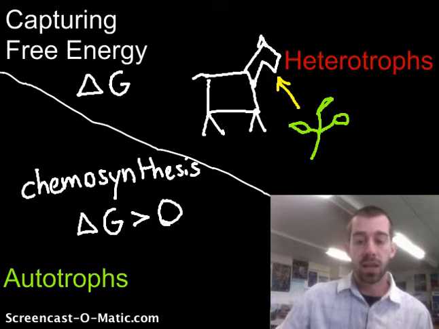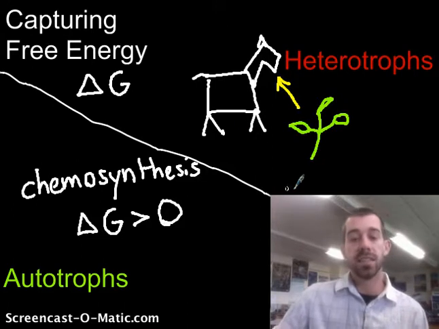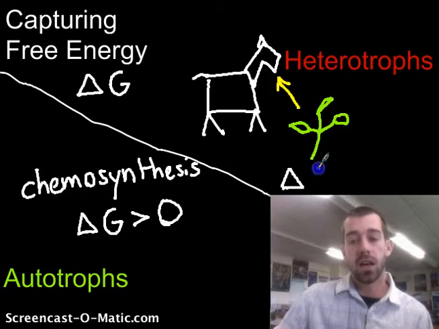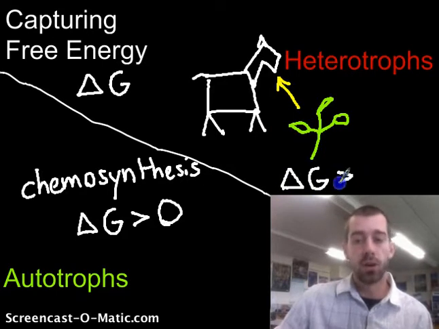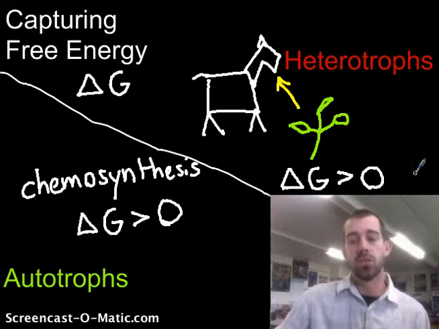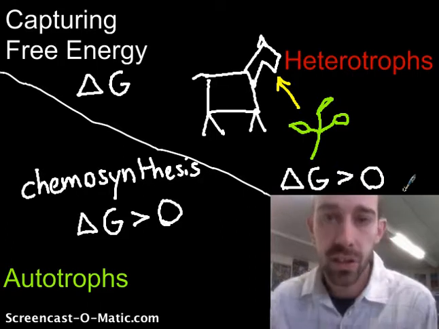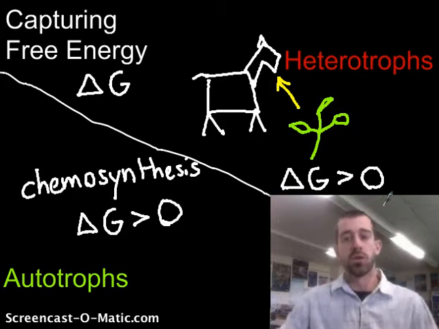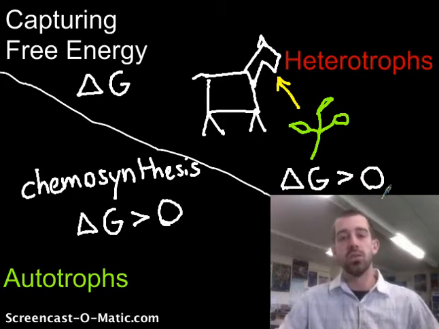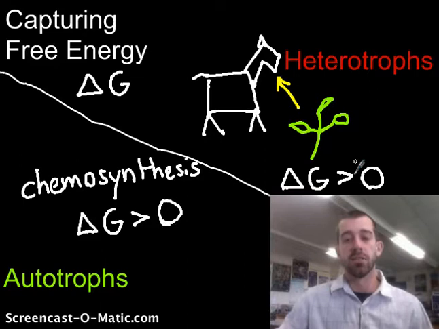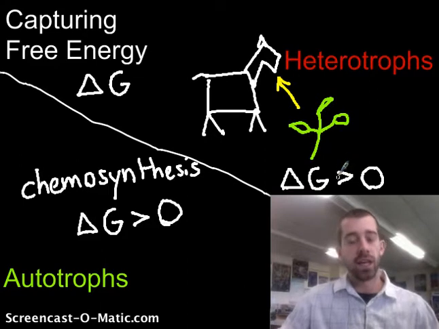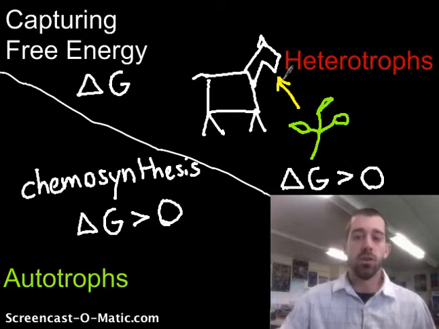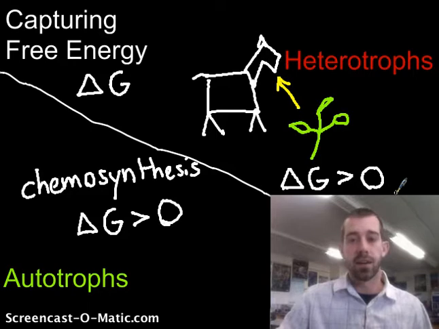In this case, the cow is actually releasing the stored energy of the plant, and so for heterotrophs, they are only able to do reactions, overall, where delta G is less than 0. So they're only able to access and use stored energy from other living things. If the plants all died, then all the heterotrophs would die because they would have nothing to eat.